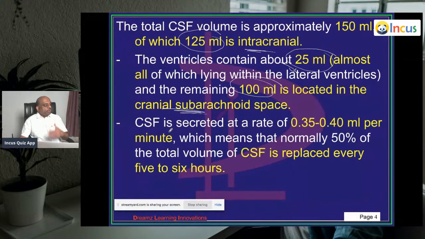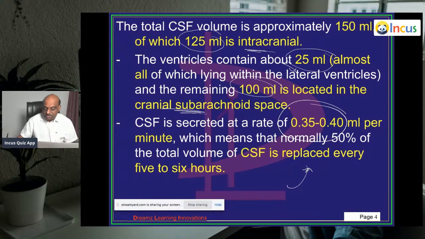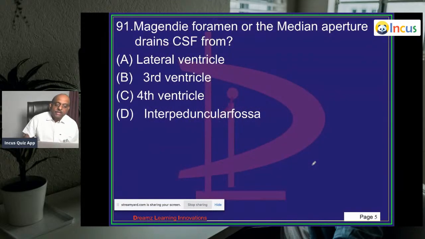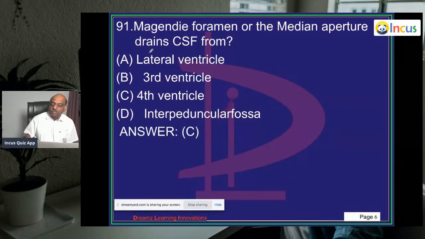What is the rate of formation of CSF? 0.35 to 0.4 ml per minute. 50% of the total volume of the CSF is replaced every 5 to 6 hours. The foramen of Magendie, or the median aperture, drains the CSF from where? The fourth ventricle.